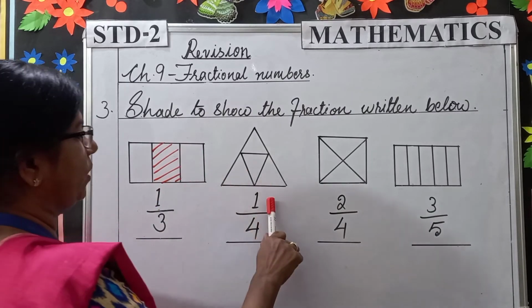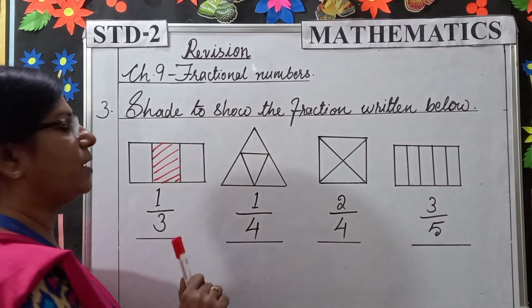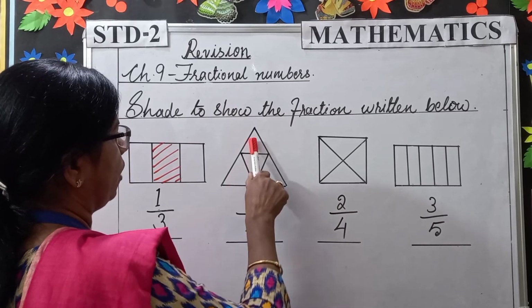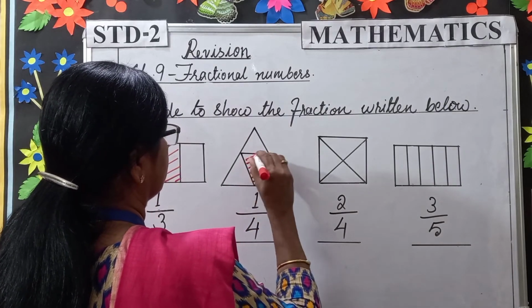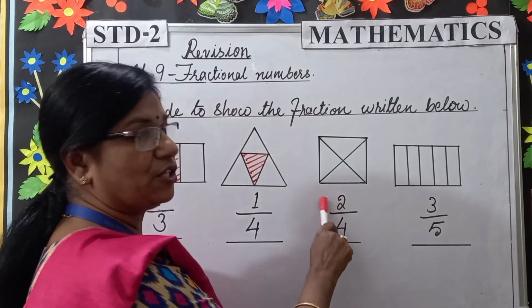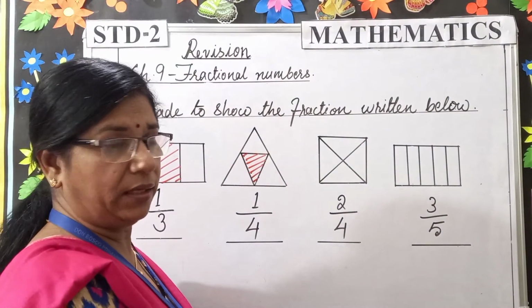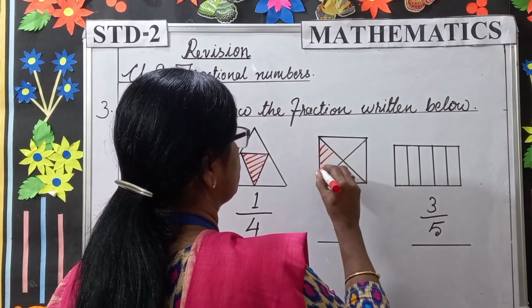Okay, children, next one. Here 1 by 4. So how many portions we have to shade? We have to shade only one portion out of 4. So let's do one. Come on, next one. The portion above the line is 2. So how many portions you have to shade, children? It is 2 by 4. So 2 portions you have to shade.